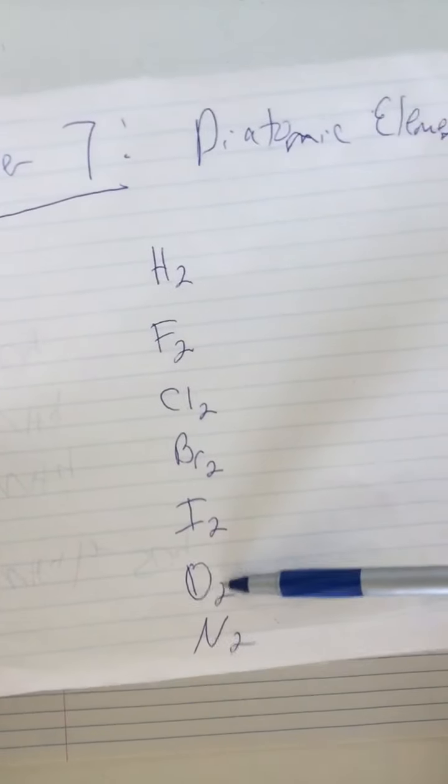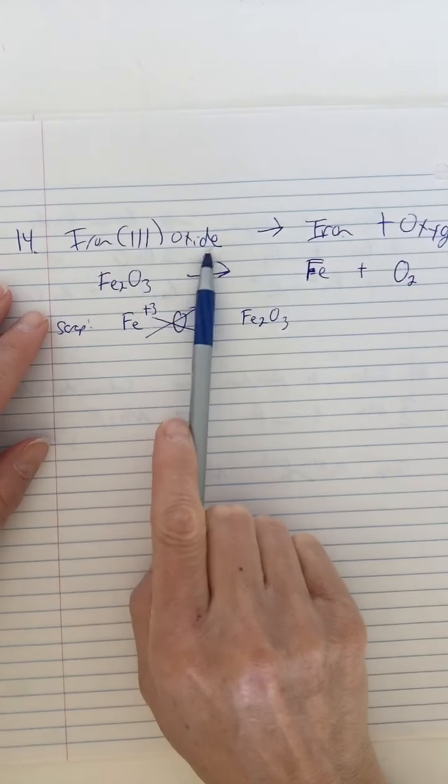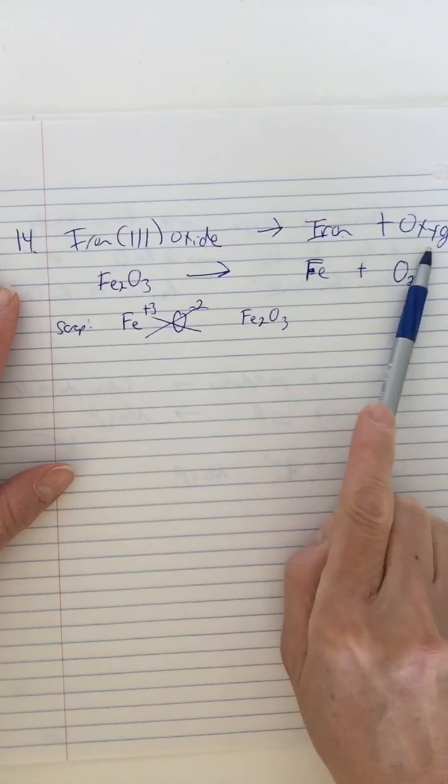We have to look at our list of super 7. Is iron on there when it's an element? Nope. But oxygen is. He's a super 7. So we have to put a 2 there. That's the rules. So I've got iron 3 oxide. It decomposed into iron and oxygen.